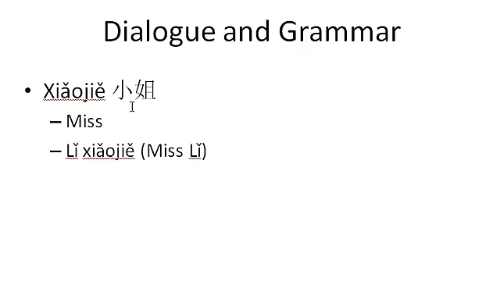Xiaojie means miss in Chinese, as in Miss Li. However, in Chinese they swap it around. The miss comes after the Li. So that's why we have Li first and then miss after. Li Xiaojie. Miss Li.